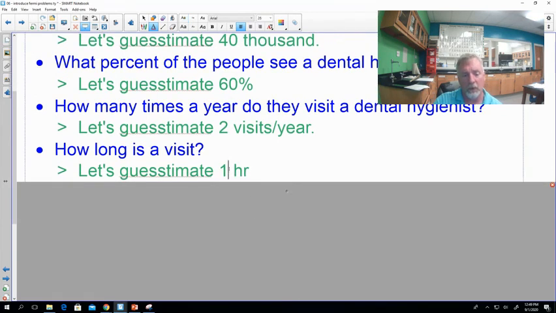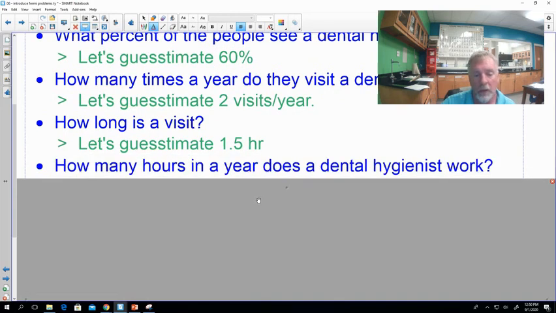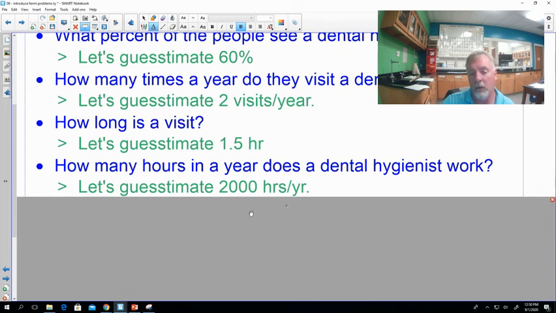Actually, I'm going to change this. I think I put 1.5 below. About 1.5 hours. So I might be in the chair with a hygienist for an hour, but there's paperwork and other scheduling challenges, logistics. So maybe it's really about an hour and a half they average per patient. And then how many hours in a year does a dental hygienist work? So how many hours do they have available to see people? And I'm going to guesstimate 2,000 hours per year. Think about it. There are 52 weeks in a year, which I'll round to 50 to be nice and to allow vacation time. 40 hours in a week, 40 times 50 gives you 2,000 work hours in a year.